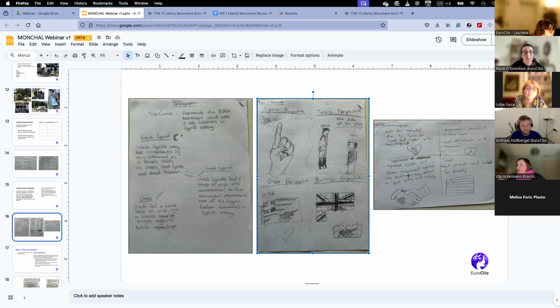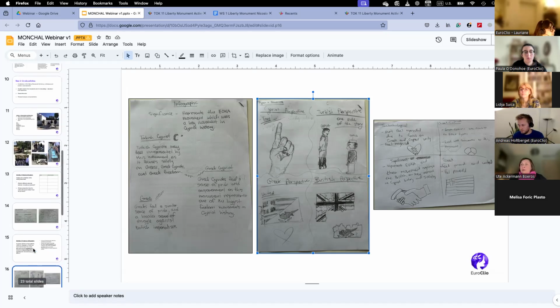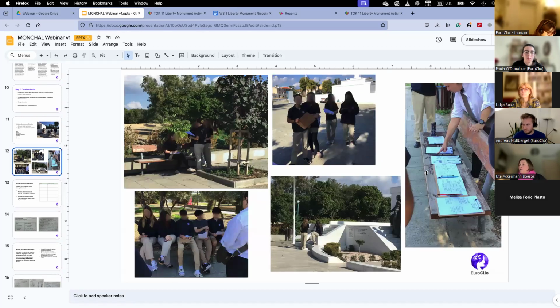And then here we have again other symbols like shaking hands, and then the Greek flag. So we have a number of ideas of what could be included and what could not be included, or what was missing. So that was what happened during the visit on the monument. And you can see here, the students were explaining the different designs they had developed.